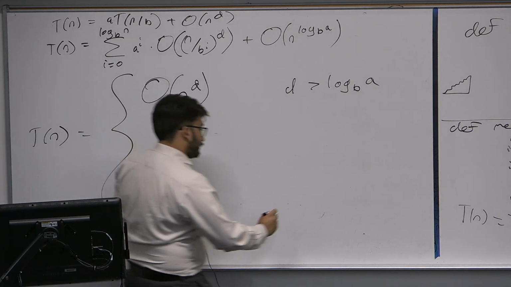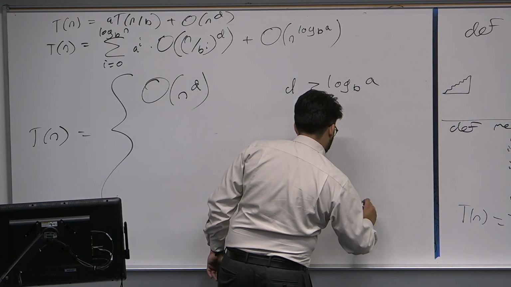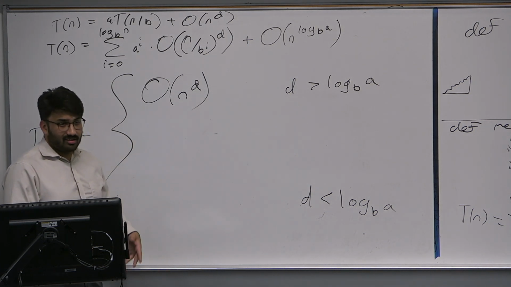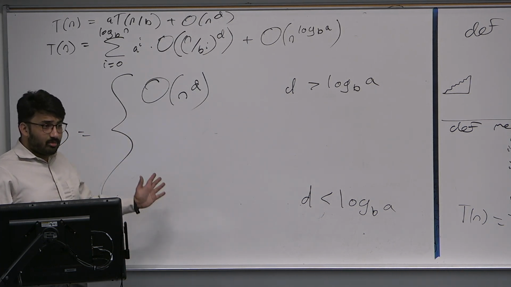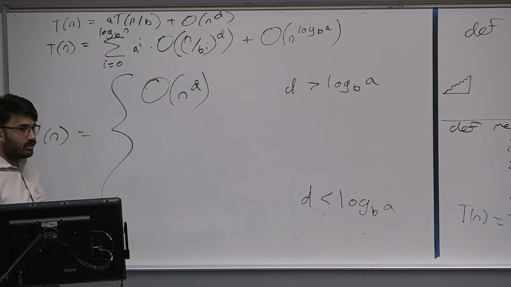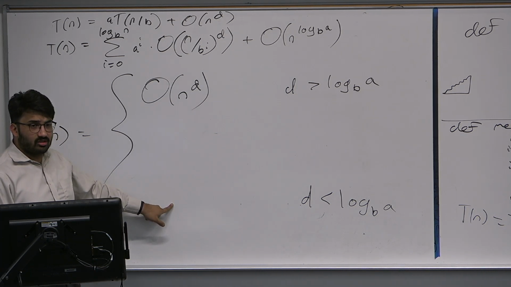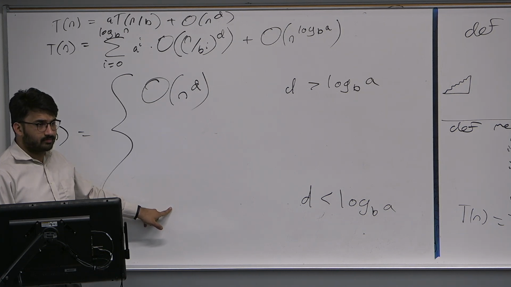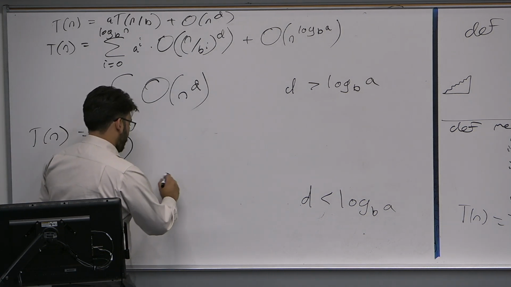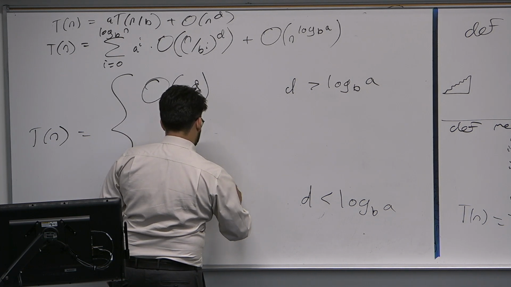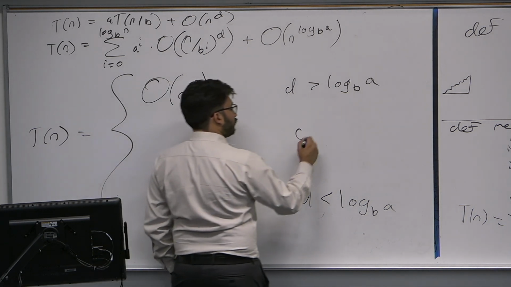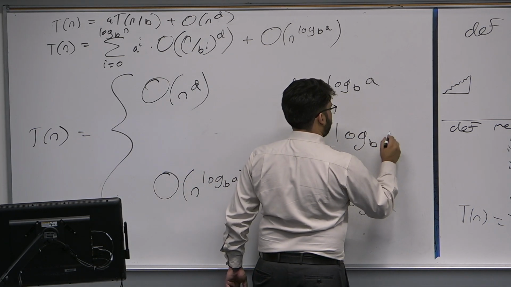Now, what if d is less than log base b of a? This corresponds to the leaves, there's a lot more leaves. They're not heavier, there's just more of them. Then the branches get thicker. What's the runtime if d is strictly less than log base b of a? Yeah. Okay. We're missing a third case. What if d equals log base b of a?